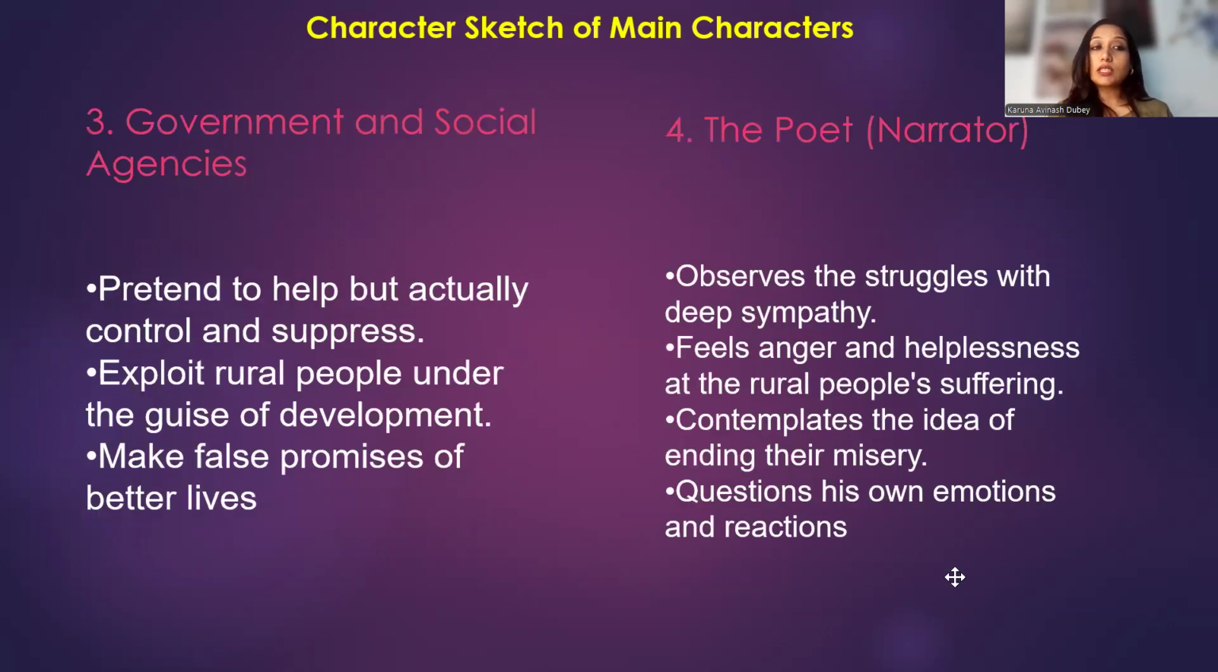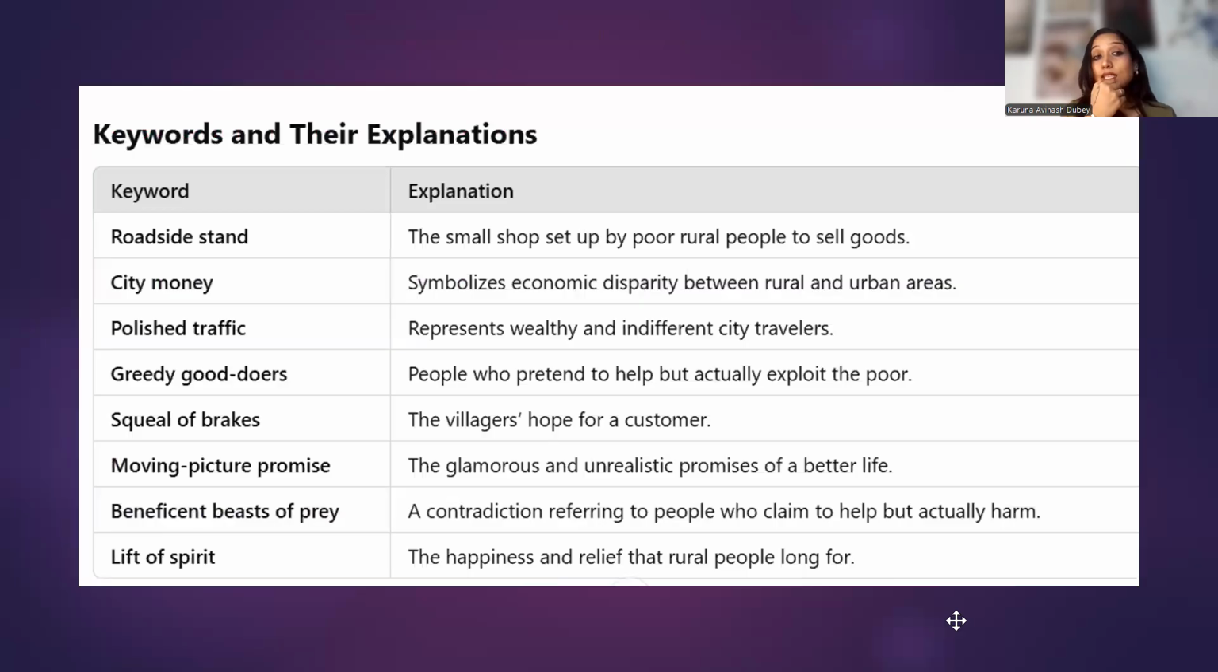The government and social agencies, I'll read their character traits, the government and social agencies mentioned, who promise them a good life. What are their traits? They pretend to help but actually control and suppress, exploiting rural people under the guise of development. They make false promises of a better life. The poet, what are his character traits? He observes the struggle with deep sympathy. He feels anger and helplessness at the rural people's suffering. He contemplates the idea of ending their misery, and then he questions his own emotions and reactions. Keywords: roadside stand.